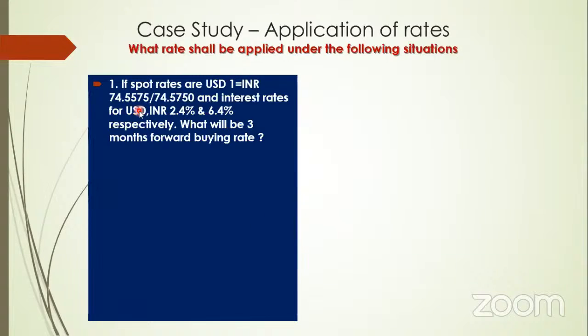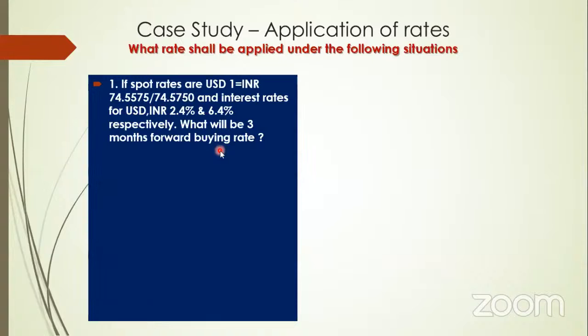Now the dollar is at a lower interest rate, so the dollar will be at a premium. So the forward rate you have to increase. Premium means add. How to add? The differential will be the forward margin. What will be the 3 months forward? These are the latest questions that are being asked repeatedly in CAIIB. Now, how many of you can attempt? Okay, I will give 5 seconds.